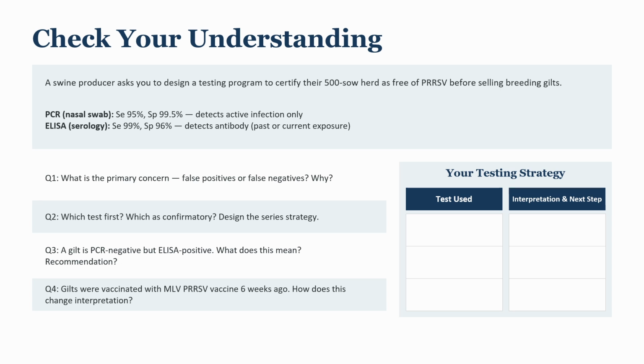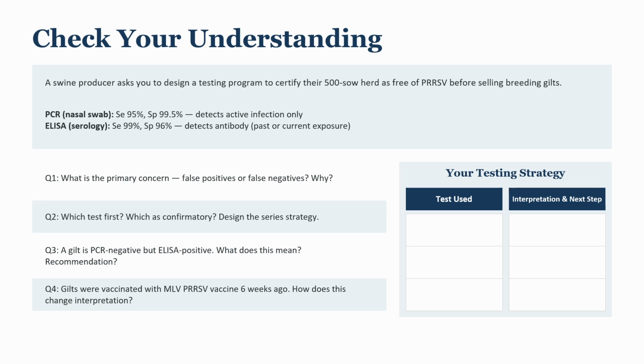The PCR has a 99.5% specificity, making a positive PCR highly meaningful. Only animals that are ELISA positive and PCR positive would be considered actively infected and excluded from sale. ELISA positive PCR negative animals fall into a gray zone. See question 3.